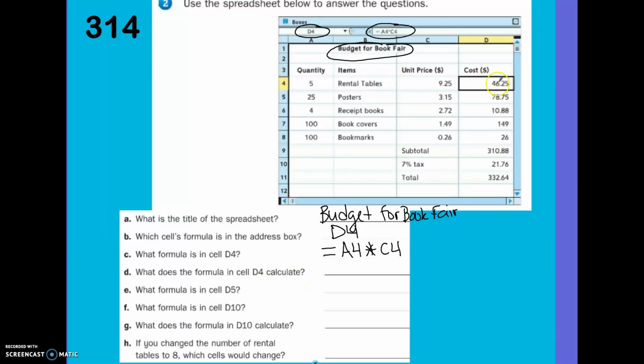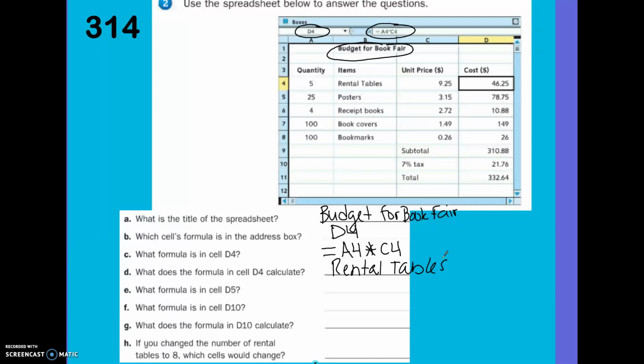So the formula in D4 calculates rental tables. We can see right here that the item says rental tables, and we have how many we need in the first column, what the items are in the second column, the price of each item in the third column, and then the cost of all of those. So it's going to calculate rental tables.